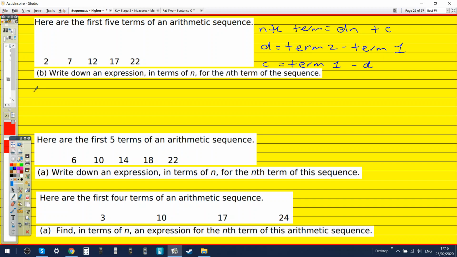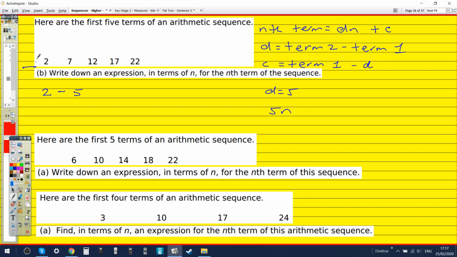So 2, 7, 2, 7. The difference is obviously 5. So is it just add 5? So d is 5, so it's going to be 5n. And then you do term 1 take away d. It's just term 1 is 2, take away d, which is 5.